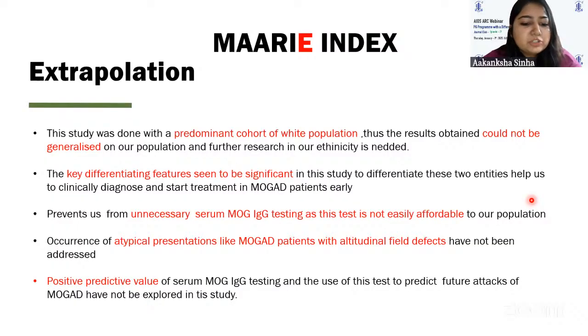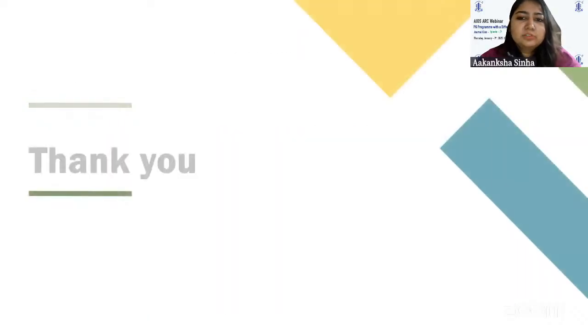Some MOGAD patients also showed altitudinal visual field defects, which were not addressed by the study. Along with that, the second aim was also not conclusive, as many studies show that positive predictive value is good and also helps to predict future attacks of MOGAD, but this was not analyzed or addressed in the study at all. That's all. Thank you.